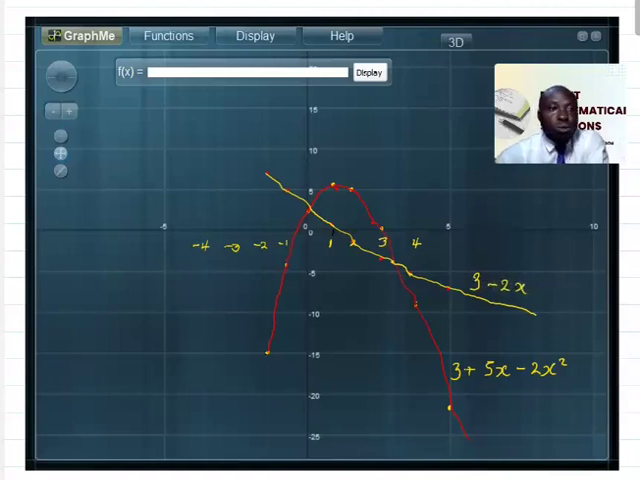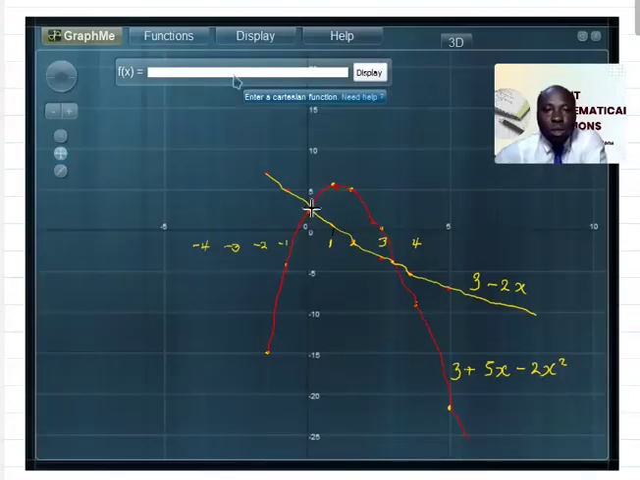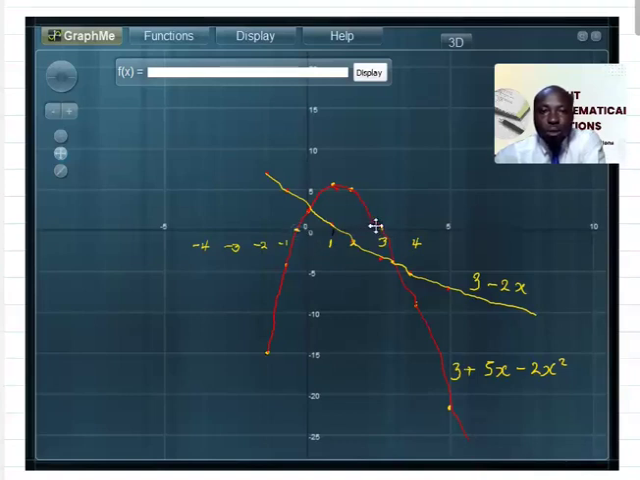Now let us go back to our question. The question says find the roots. We've drawn this, so we're now on to C. Find the root of the equation 0 equals 3 plus 5x minus 2x squared. Now the root of this equation is where this graph, this curve, touches the x-axis. So the values that we get at this point are the roots of the equation.